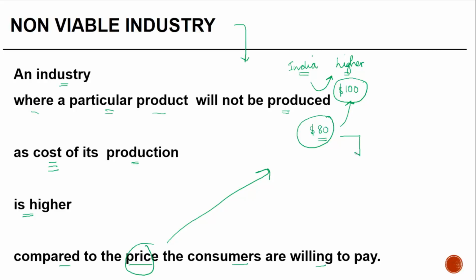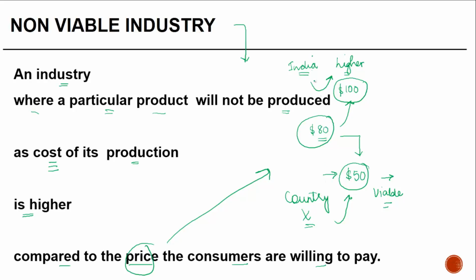Now, if the same mobile you are able to produce elsewhere at $50, it will be a viable industry in that particular location. So let's say you have country X. In country X, just because the government gives you some incentives, the cost of production is lower, or because the labor cost is low, or maybe the availability of other factors of production is in abundance, the cost comes to $50. This becomes a viable industry there.